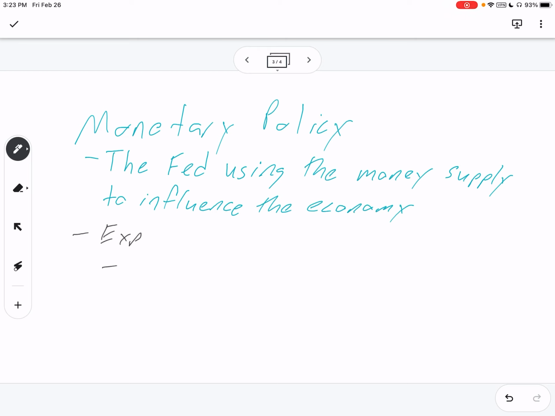Expansionary, which is when the Fed increases the money supply. And at a later point in time, we'll come back and figure out how it increases the money supply. It's got a way of doing it, actually. It's got three ways of doing it. Okay, but expansionary monetary policy, the money supply increases.